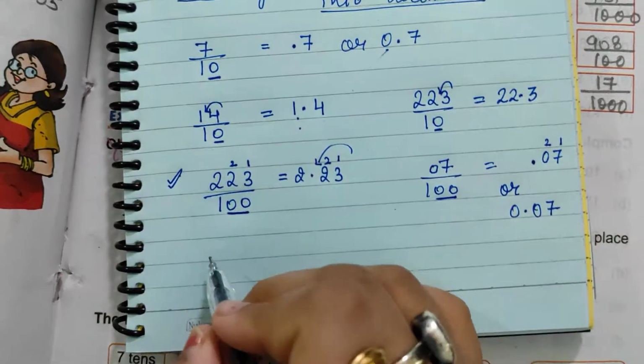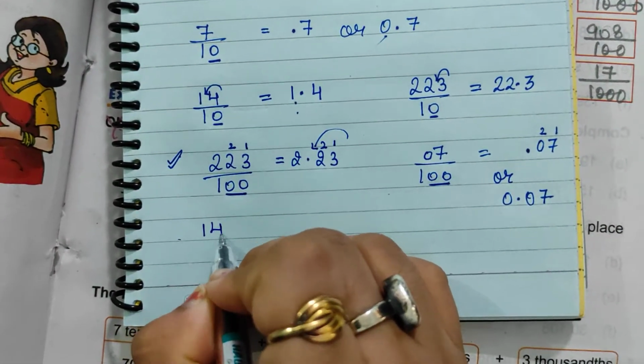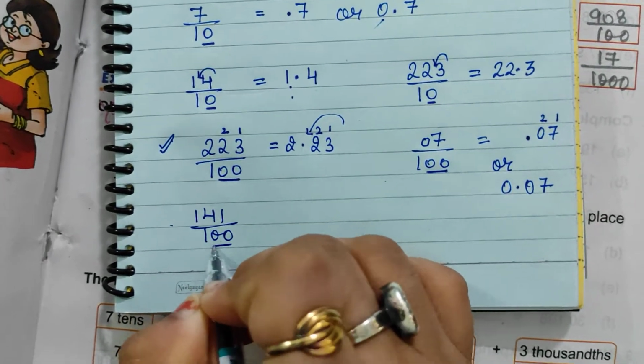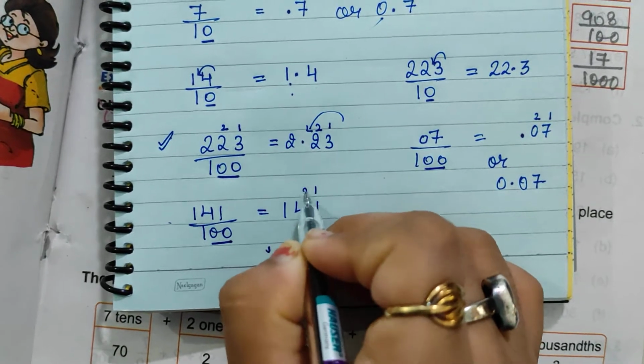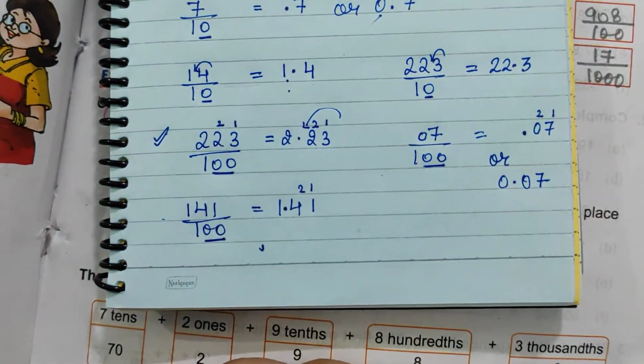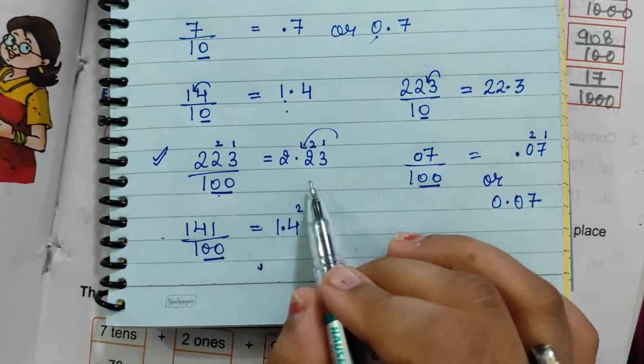Okay. So let us take one more example. Suppose I have given you 141 upon 100. There are 2 zeros. Okay. So I will count two places, first, second. So decimal will come here. Okay. So here we have learned how to convert hundreds into decimal.